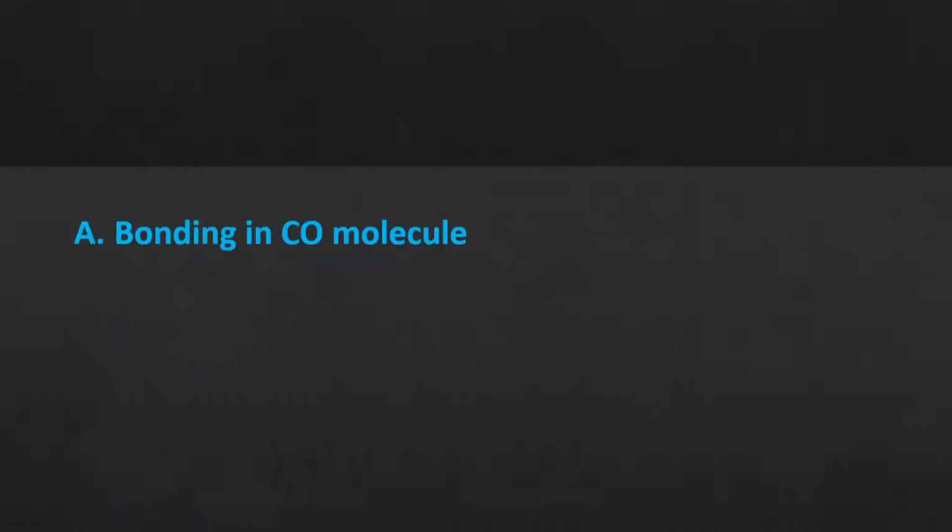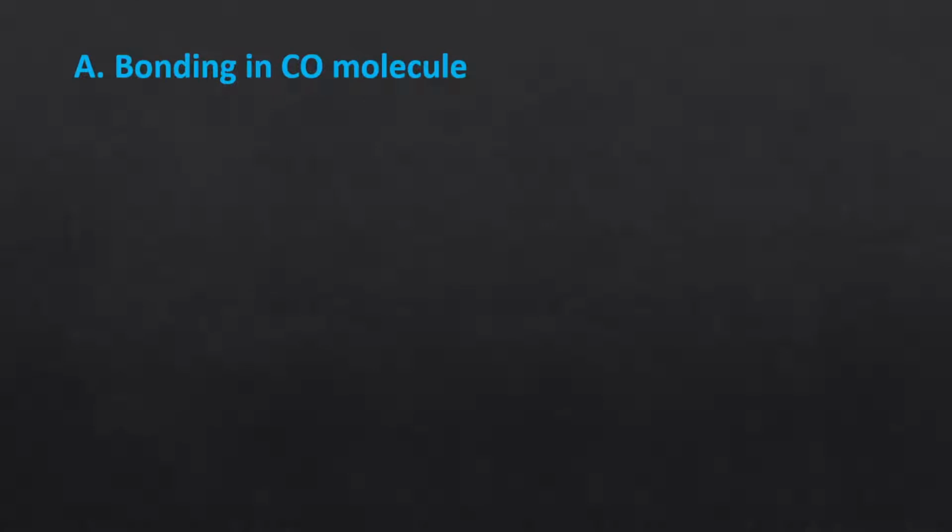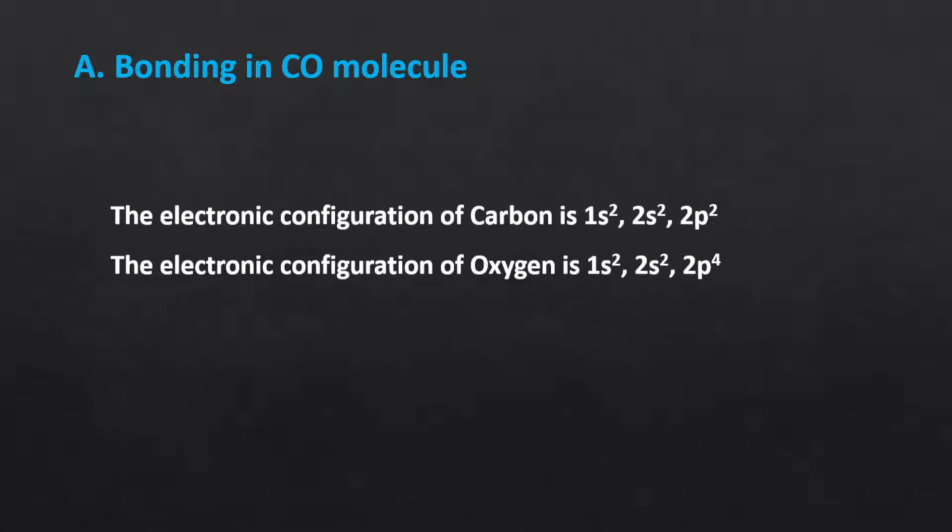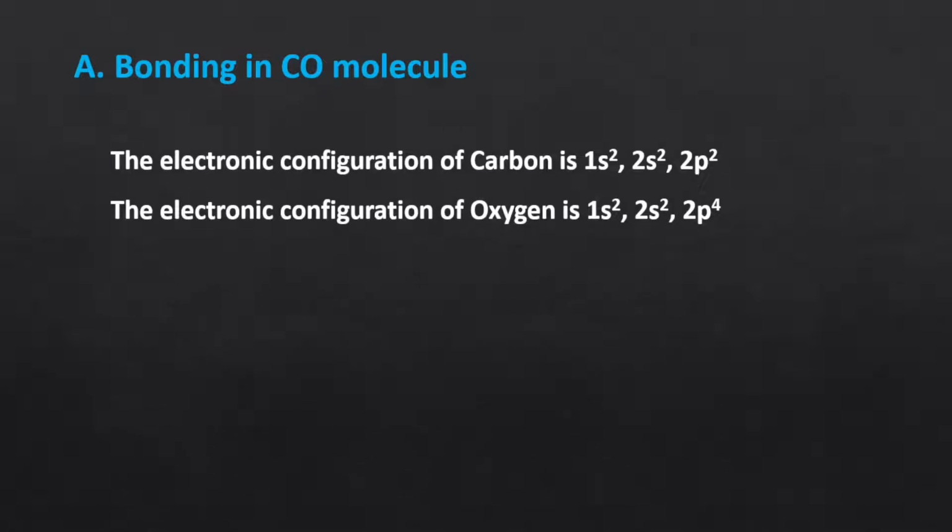Okay, let us discuss first the basic one, that is without sp mixing. The atomic number of carbon is 6 with 4 valence electrons and the atomic number of oxygen is 8 with 6 valence electrons. The electronic configuration of carbon is 1s2, 2s2, 2p2. The electronic configuration of oxygen is 1s2, 2s2, 2p4.